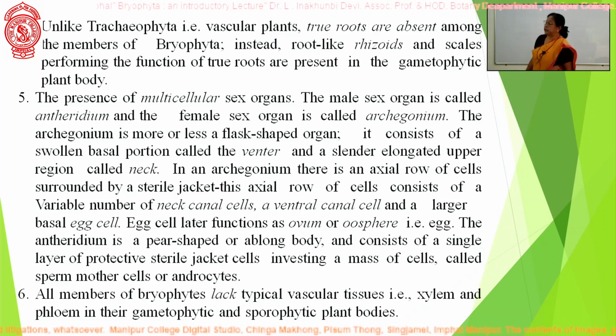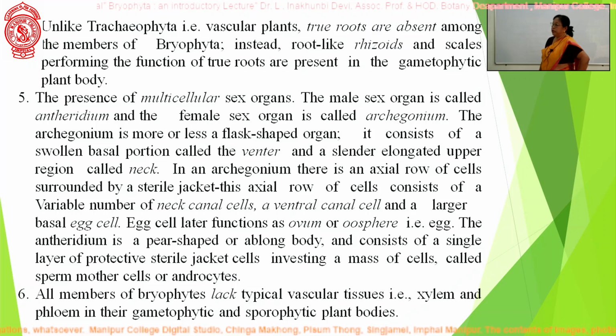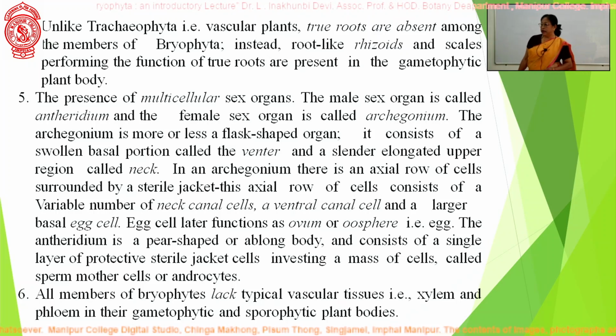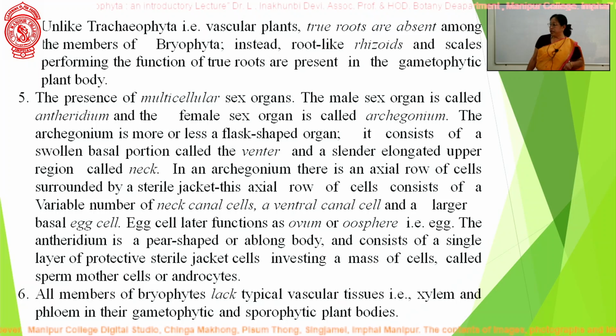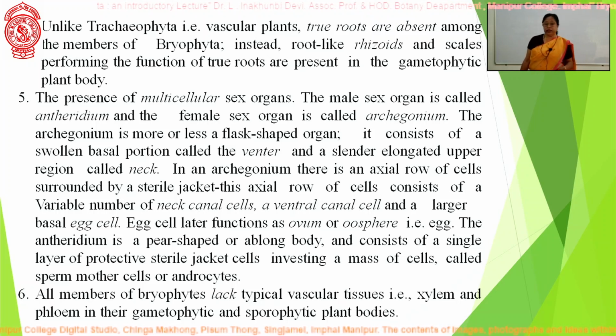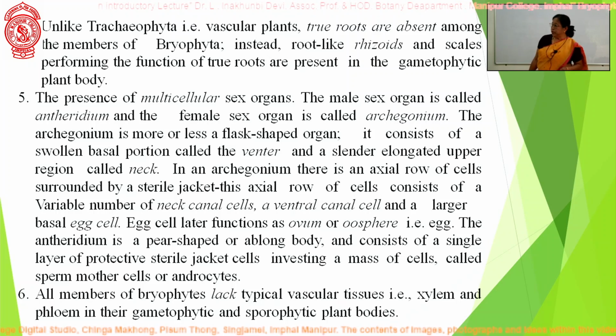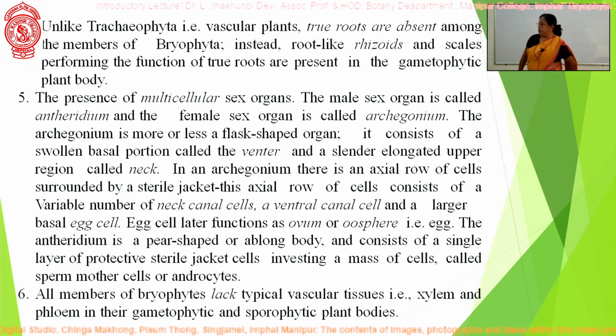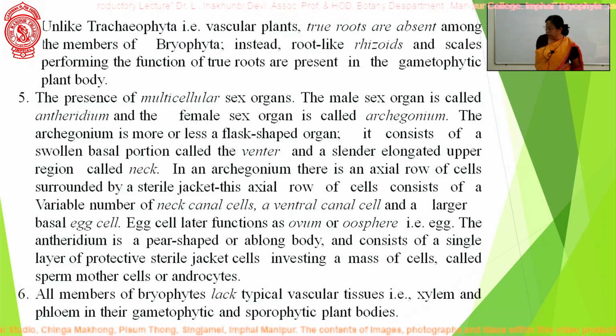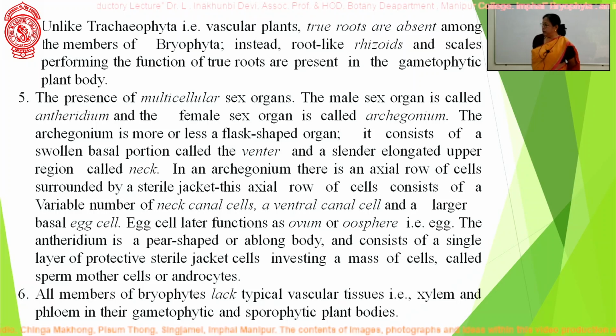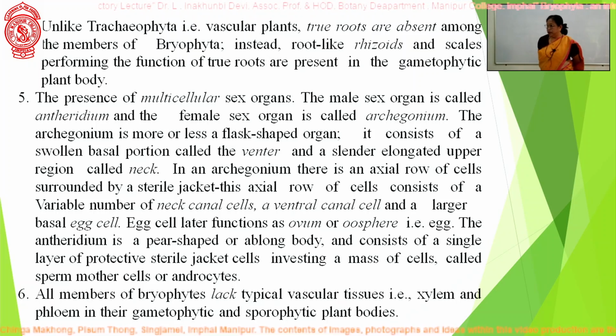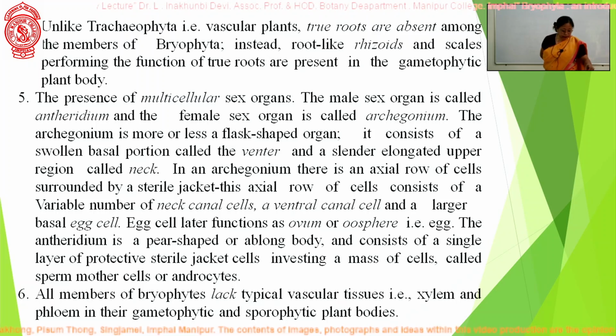And the sixth characteristic feature of these bryophytic plants is that all members of bryophytes lack typical vascular tissues, that is xylem and phloem, in their gametophytic and sporophytic plant bodies. They are totally absent. That means bryophytes are very lower plant groups having no vascular tissues, so they are included under the cryptogamic plants.